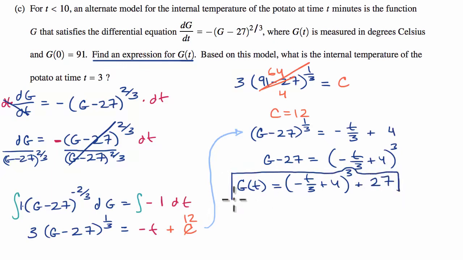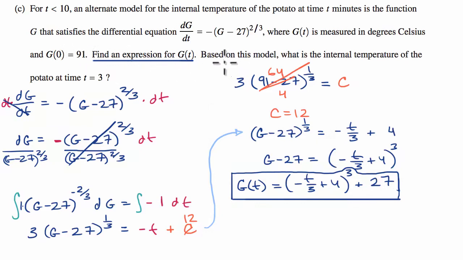It was indeed a separable differential equation. It took a little bit of algebraic manipulation to get us there, but we were able to do it, and we were not only able to solve for the general solution, we were able to find the particular solution using this initial condition right over here, that g of 0 is equal to 91.